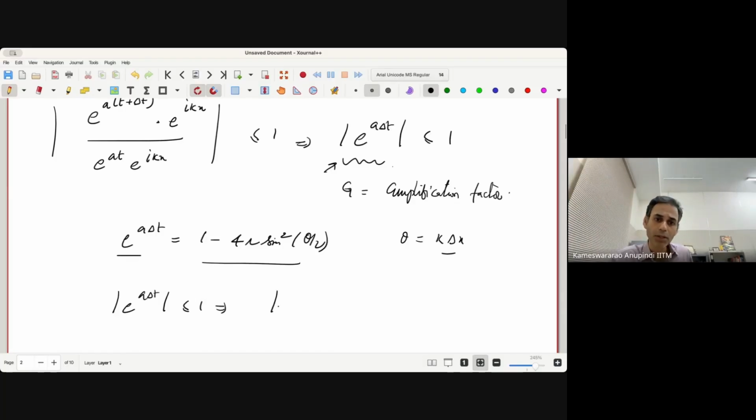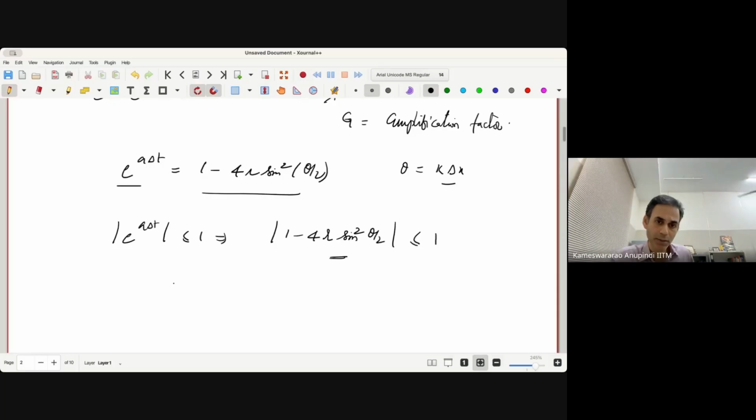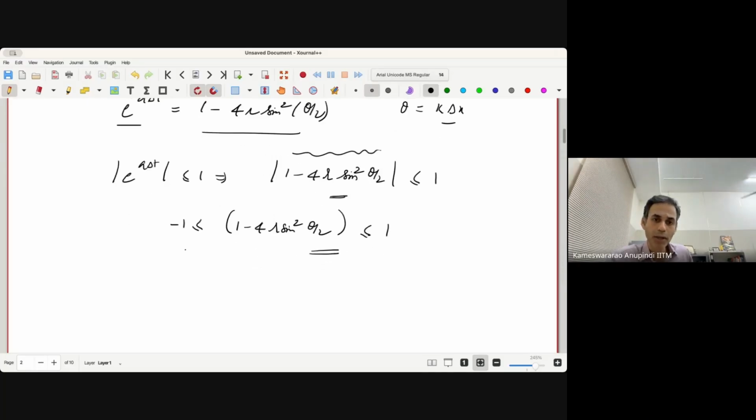That means the modulus of what we have on the right hand side, 1 minus 4r sine square theta by 2, should be less than or equal to 1. If I remove the modulus symbol, then whatever is inside the modulus should be between minus 1 and 1. So 1 minus 4r sine square theta by 2 should be between minus 1 and 1. Then we consider one condition at a time.